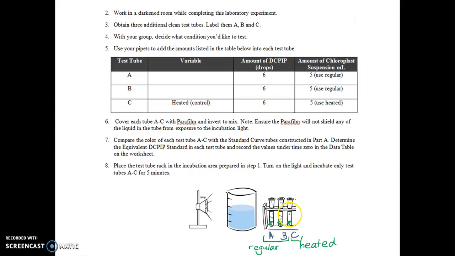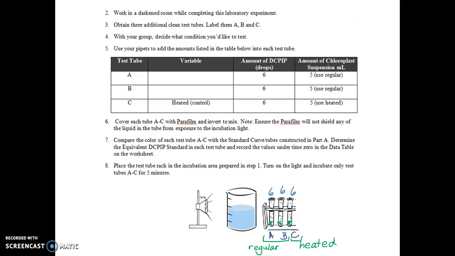At first they're all going to look like the same color, but remember, with light exposure, what's going to happen to the blue color? It's going to start to go back to looking more clear. So although we're starting with 6 drops, 6 drops, 6 drops, a lot of those drops are going to turn back to clear.